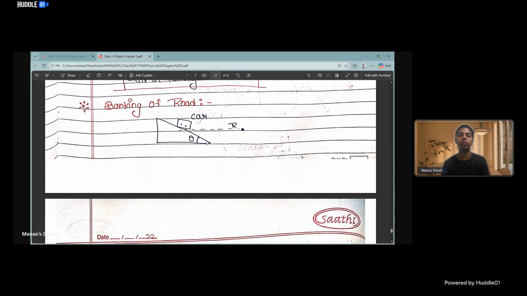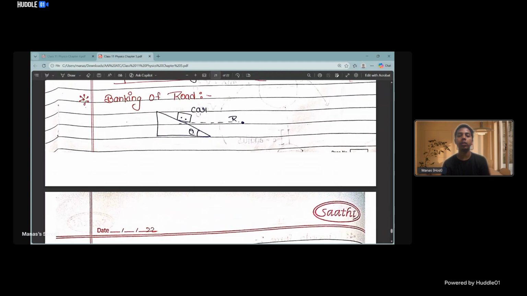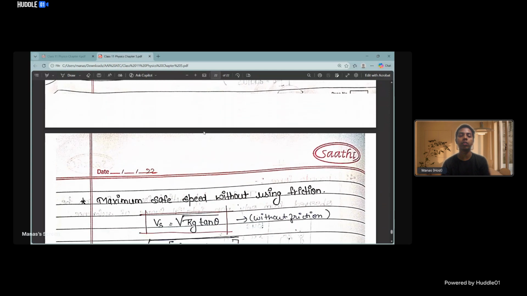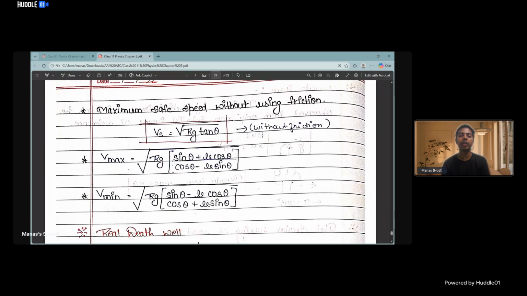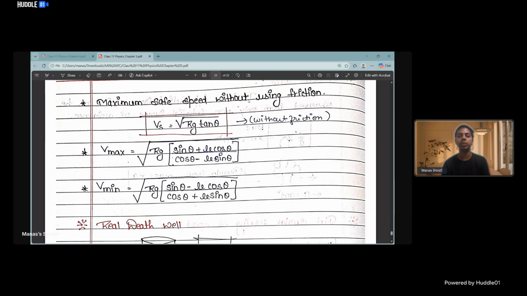Banking of road, one more thing you can look into. We have to find the actual theta so that there will be no slipping. In the road, at a banking point like a corner, there is a slight tilt. So the maximum safe speed without using friction is V equal to the square root of R g tan theta. With friction, Vmax equals the square root of R g into sin theta plus mu cos theta, divided by cos theta minus mu sin theta.